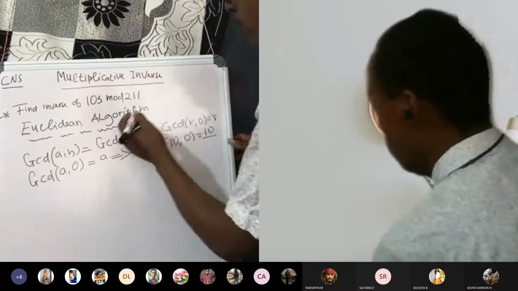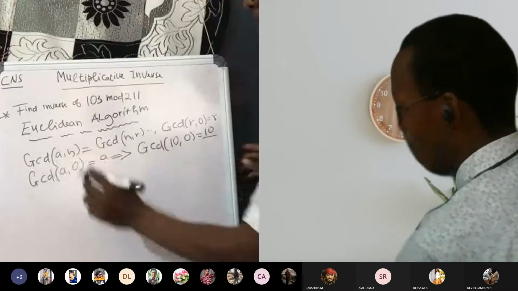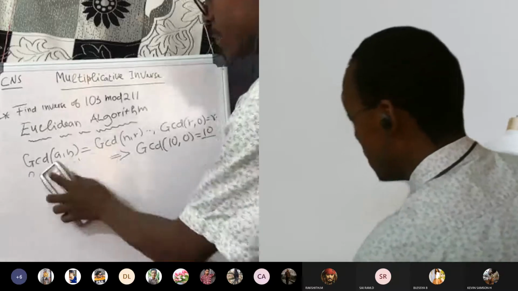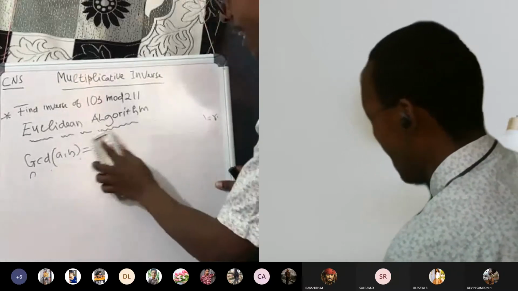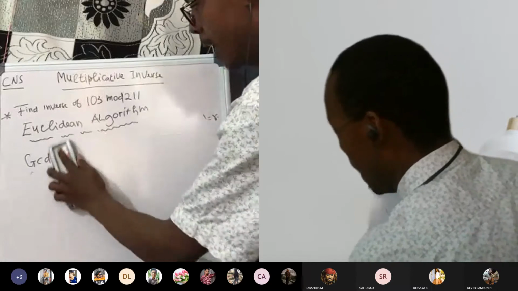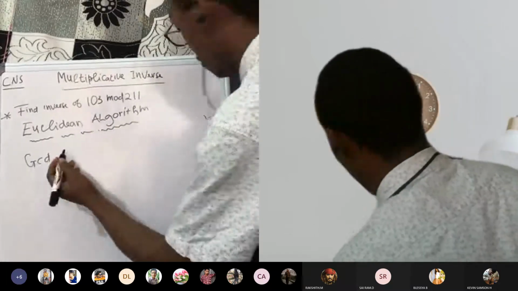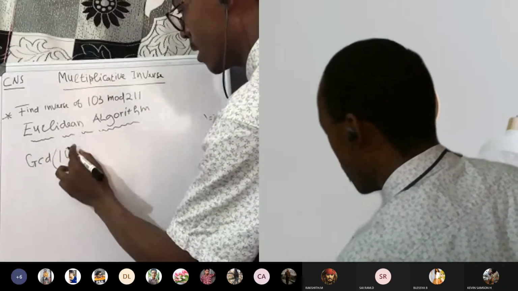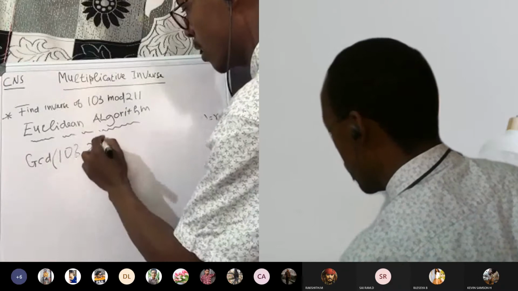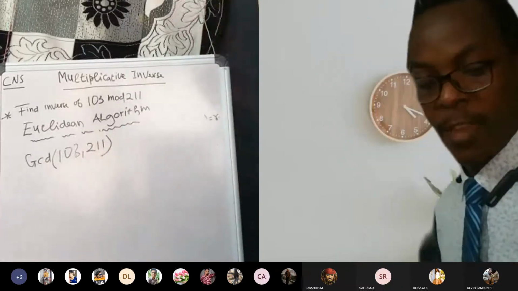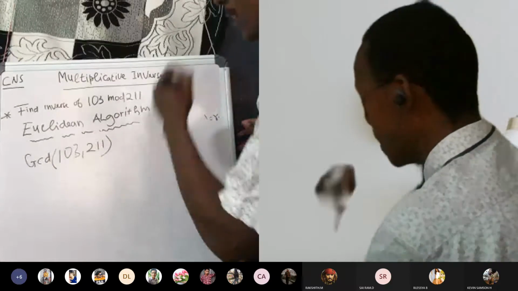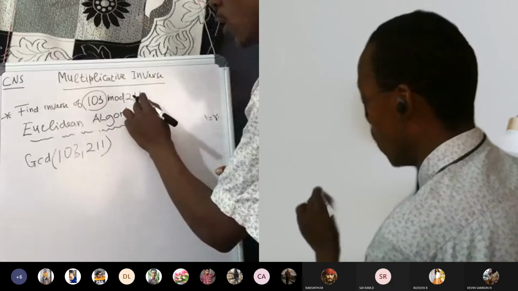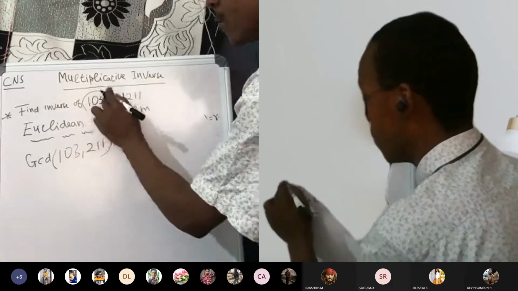Now we are going to substitute A and N in the formula. I hope you are following keenly and your paper and books are with you. Let me substitute 103 and 211. I'm going to find the GCD of these two integers. If the GCD is equal to 1, then we know that this integer has an inverse modulo 211.